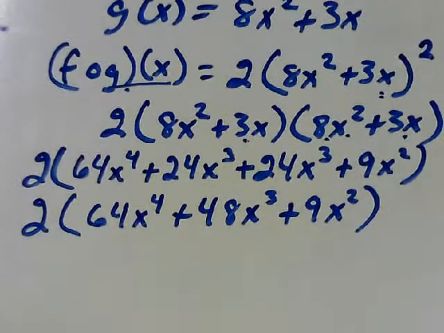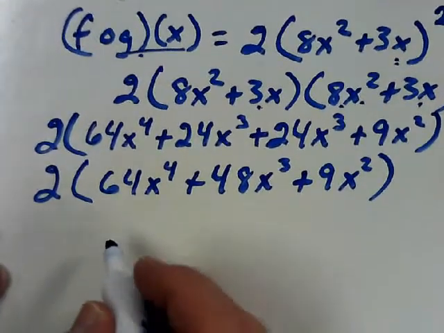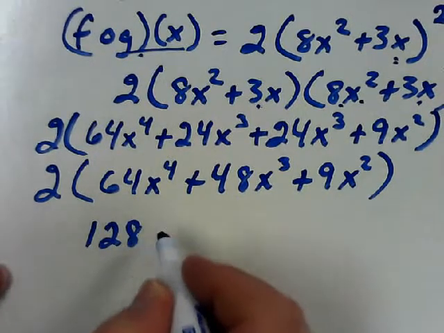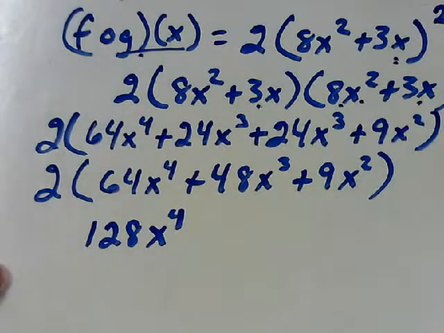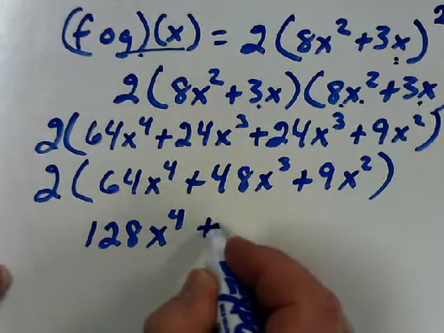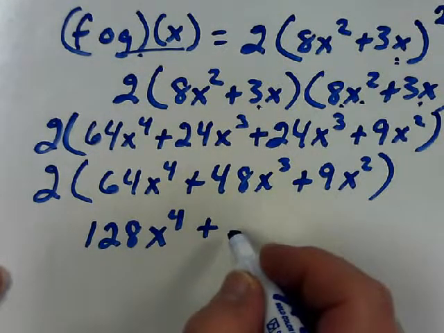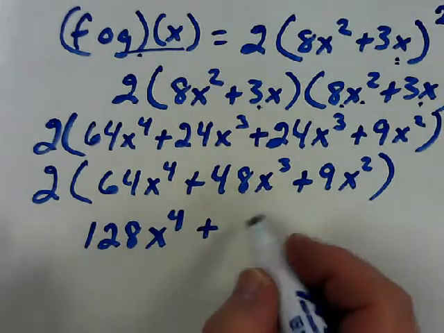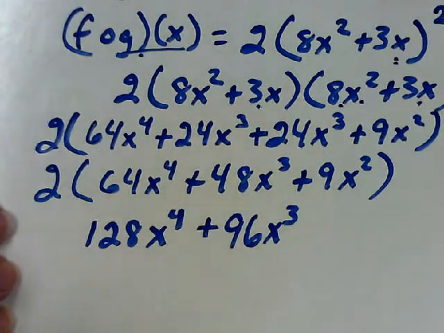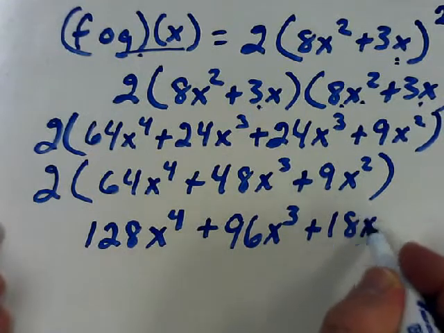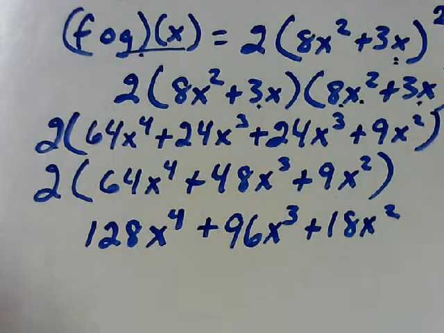And you distribute the 2 now. These numbers, what should they be then? 132, I think. You were close. What's 2 times 48? 96. And what's 2 times the 9x squared? Okay, we all right with that? Yep.